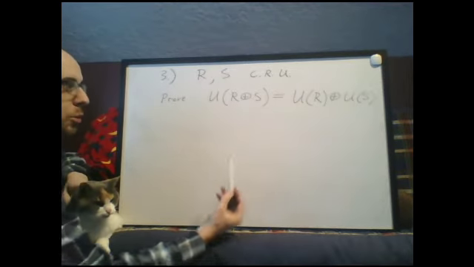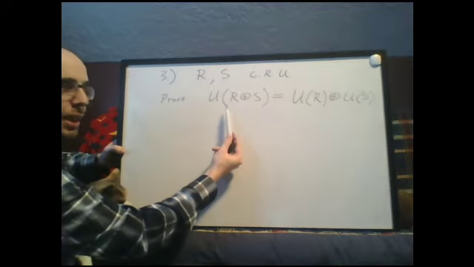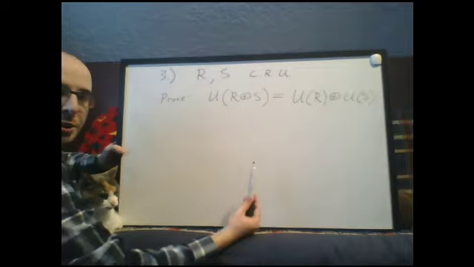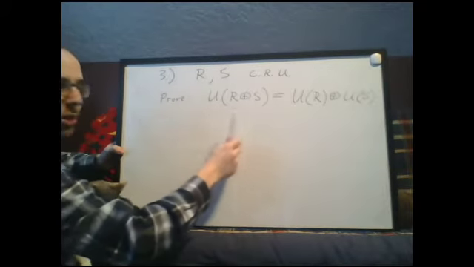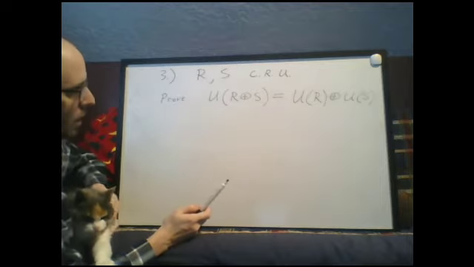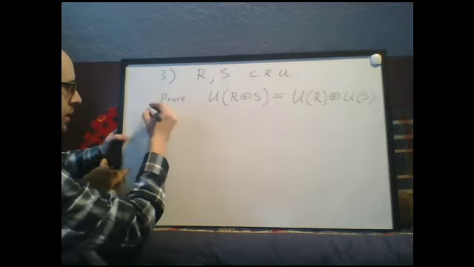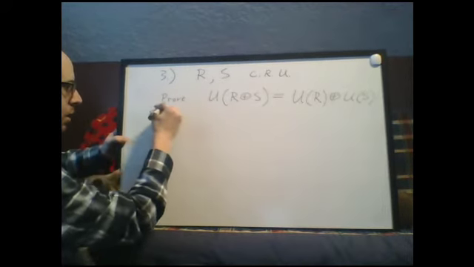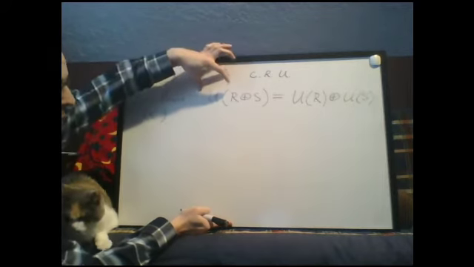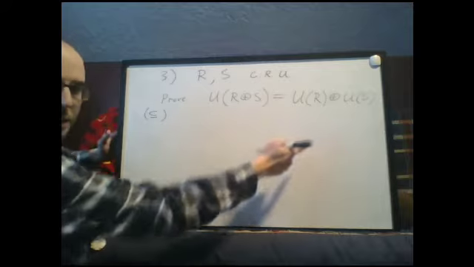Going back to our definitions, recall that U of a ring, a commutative ring with unity, is the set of elements that have inverses. All right, so we're trying to show that these two sets are equal. So we want to show if something is here, then it's also here. And then we want to show if an element is here, it's also in here. So it's like a two-directional proof here.